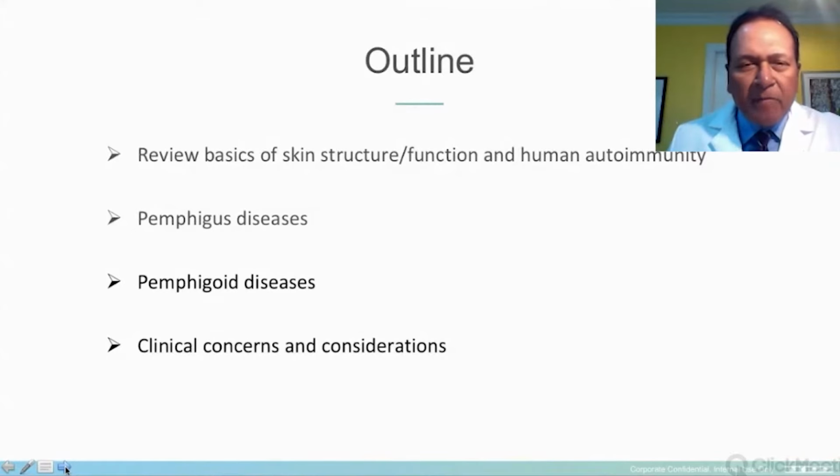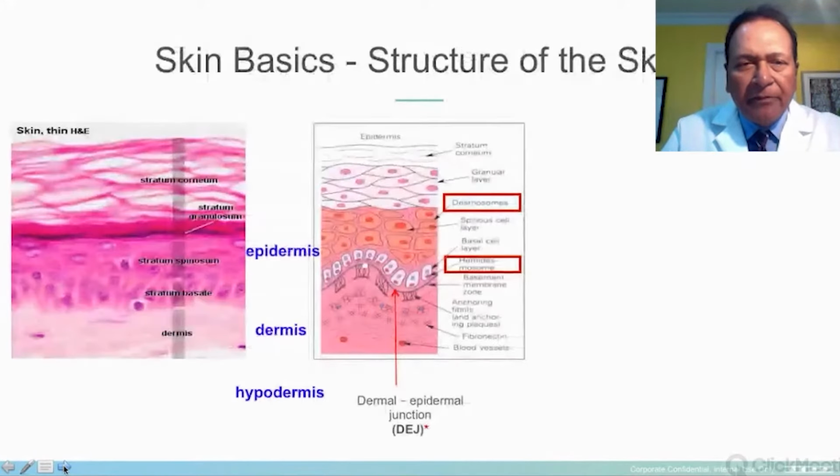And I thought I would structure the talk into 4 sections. We'll first talk about some basic review of skin structure and function in human autoimmunity. And then I'll spend some time on the Pemphigus group of diseases, followed by the Pemphigoid group of diseases, and then end with some clinical considerations and concerns as we look to the future. So let's talk about the skin and autoimmunity.